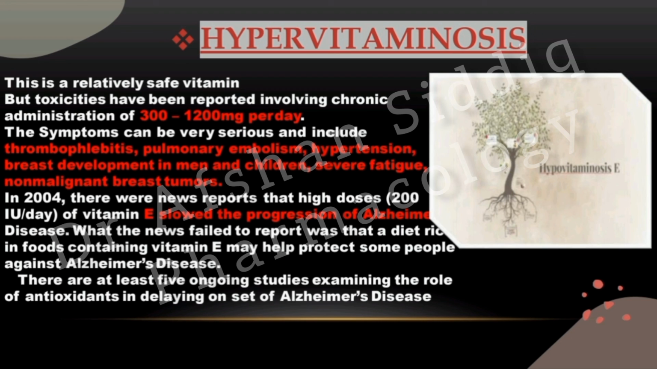One is thrombophlebitis. Pulmonary embolism. What is embolism and thrombus? Embolism is a moving clot and thrombus is the intact clot. Hypertension, and enlargement of breast in men and children. Severe fatigue, and sometimes non-malignant tumor development in the breast is observed.